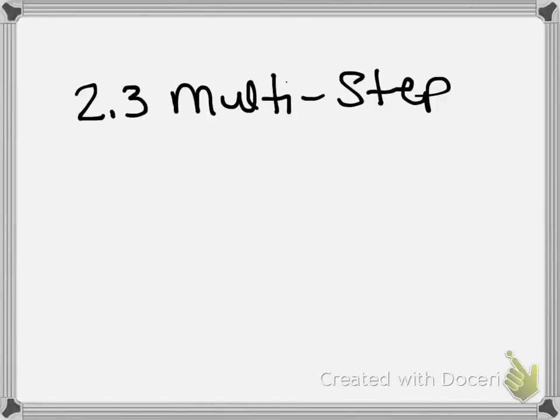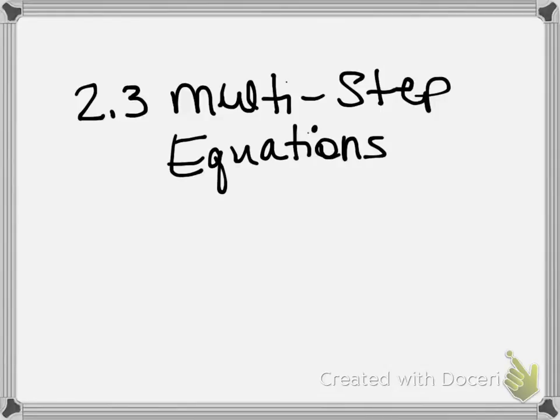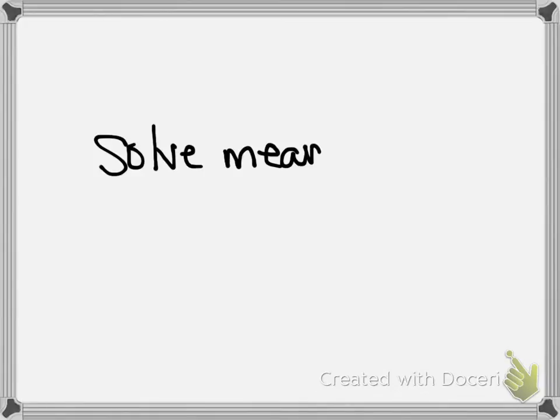Today we're going to talk about multi-step equations. Now we solved a basic equation in the last lesson, and that usually just took us one step. We either had to multiply, divide, add, or subtract. In these equations, we're going to have to do multiple steps to solve for the variable. And when we say solve for the variable, solve means isolate or get it by itself.